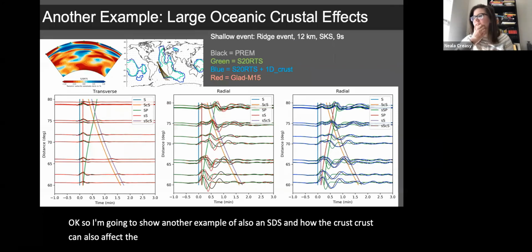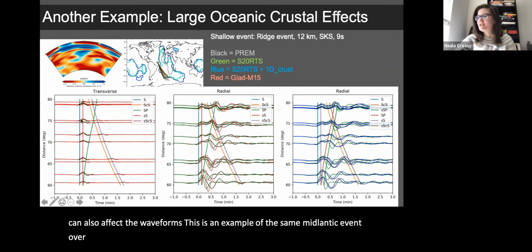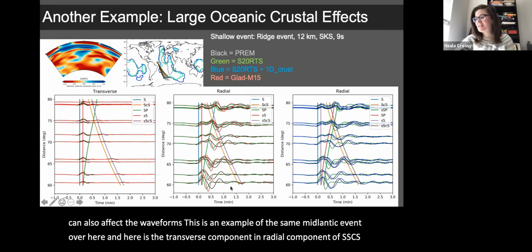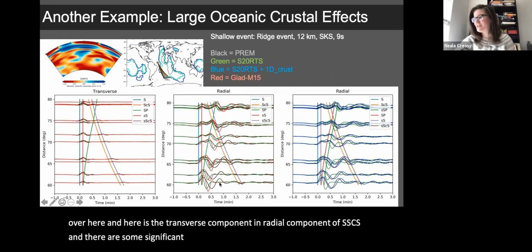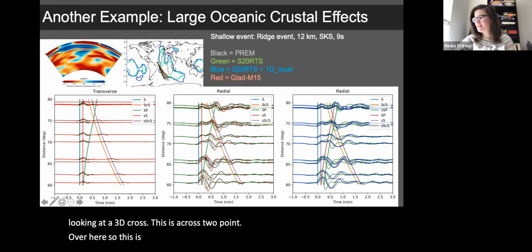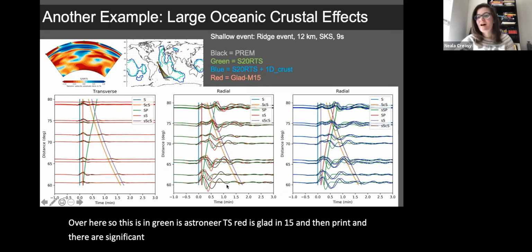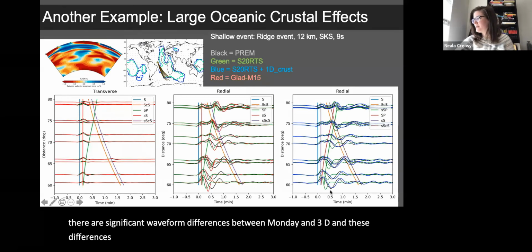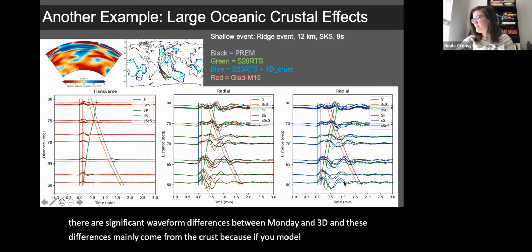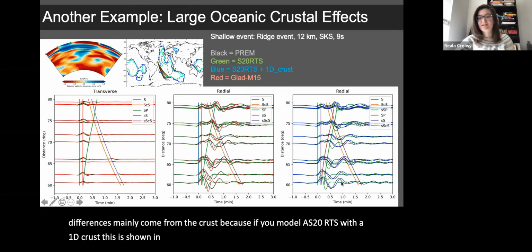Okay, so I'm going to show another example also on SCS and how the crust can also affect the waveforms. This is an example of the same mid-Atlantic event over here. And here's the transverse component and radial component of S and SCS. There are some significant differences when you look at a 3D crust. This is Crust 2.0 over here. In green is S20RTS, red is GLADM 15, and then PREM. There are significant waveform differences between 1D and 3D. And these differences mainly come from the crust, because if you model S20RTS with a 1D crust, shown in blue, those differences kind of disappear.